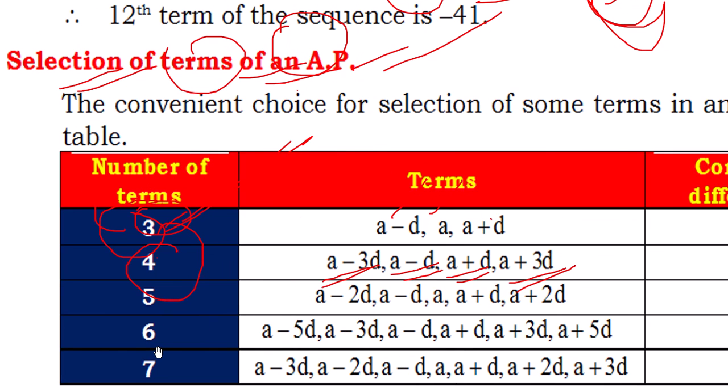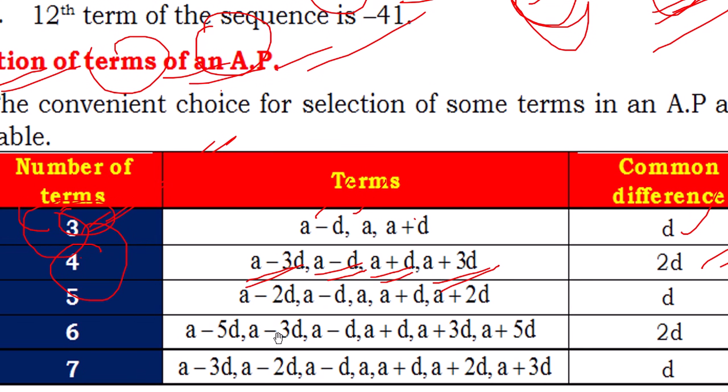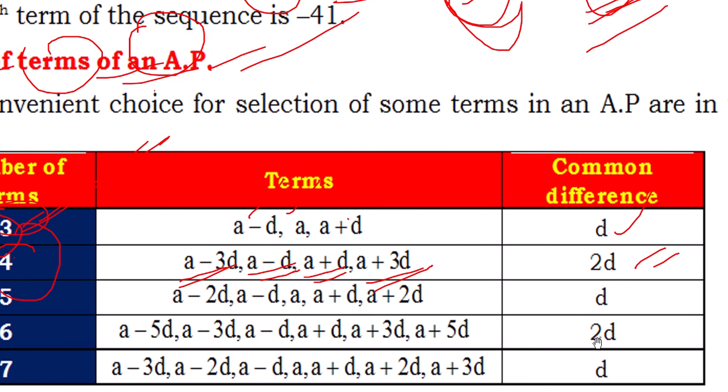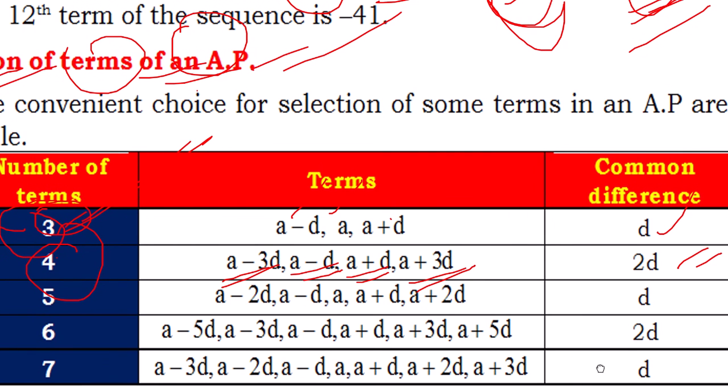If you want to take 6 terms, a minus 5d, a minus 3d, a minus d, a plus d, a plus 3d, a plus 5d. We can take it like that. The common difference is 2d. If you want to take 7 terms, a minus 3d, a minus 2d, a minus d, a, a plus d, a plus 2d, a plus 3d we can take. The common difference will be d.